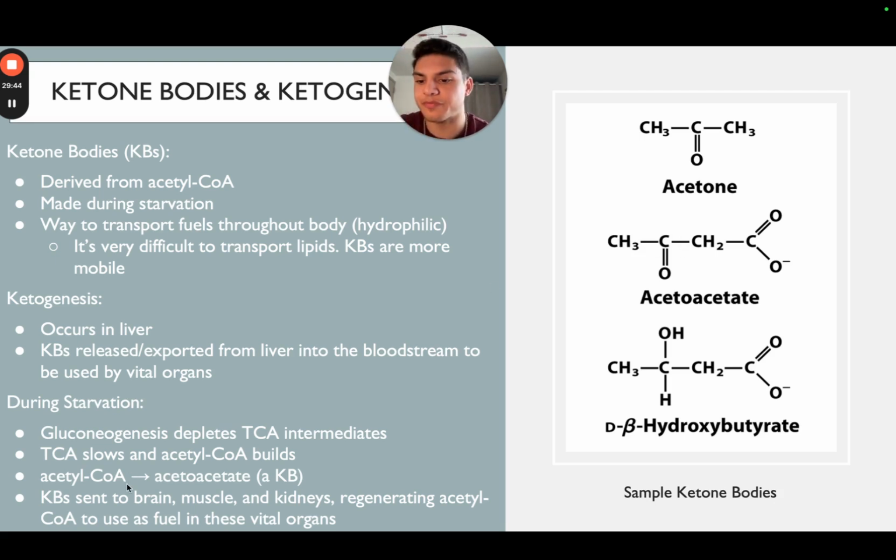part of it. Then KBs, these ketone bodies, are sent to the brain, muscles, and kidneys, specifically the brain, because we know that at first the brain loves to use glucose. It will only use glucose. It'll draw all the glucose from the body to it. But once all the glucose is gone, it will draw the ketone bodies, and our brain can actually survive off of that for a little bit before we undergo acidosis. But it's besides the point.